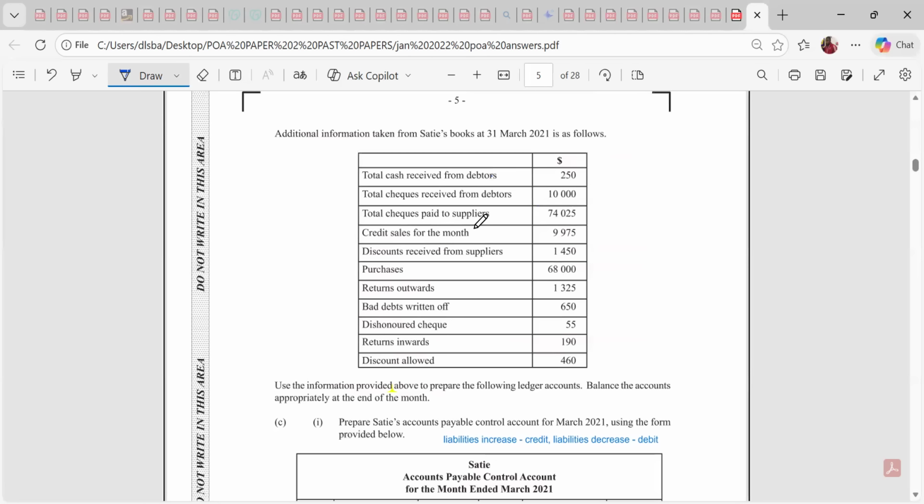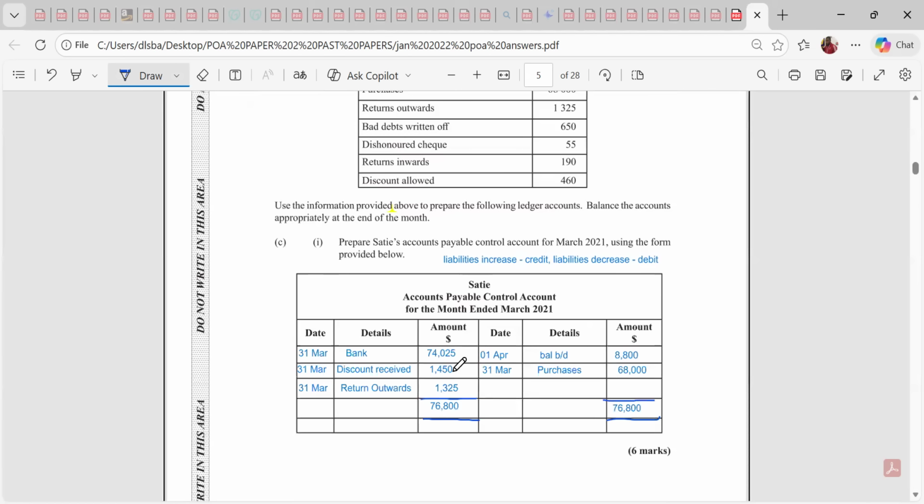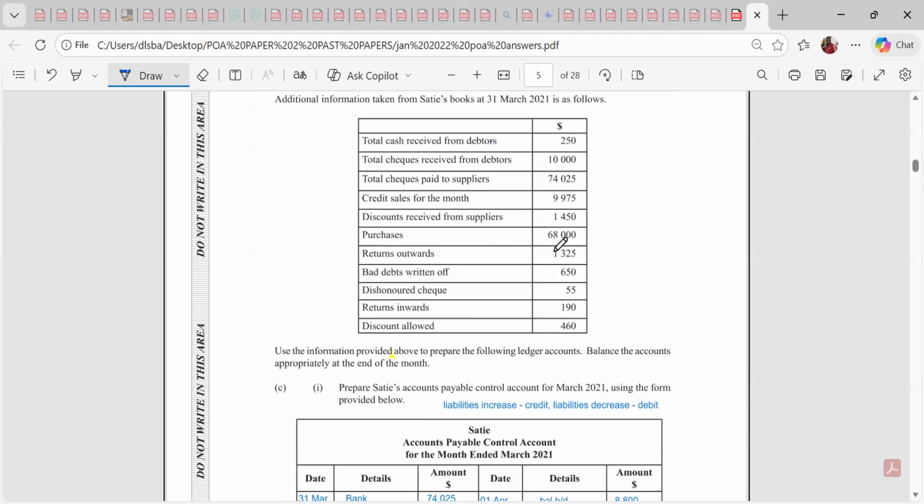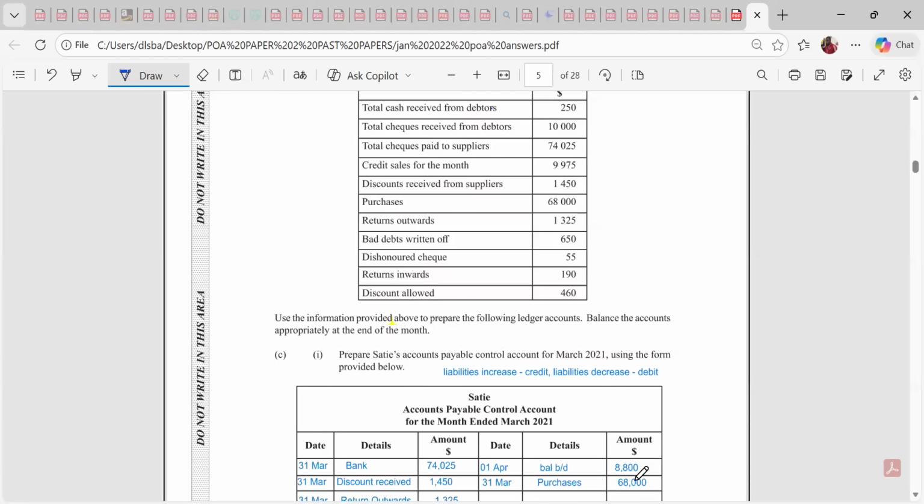Credit sales. Sales are none to do with our payables. Discount received from suppliers. If they give us a discount, do we owe them more or less? Less. So again, debit side. 1450 on the debit side. Purchases. If we purchase from them on credit, do we owe them more or less? Owe them more. You see how simple this is, eh? Do not overthink it. We owe them more, we put it on the credit side.